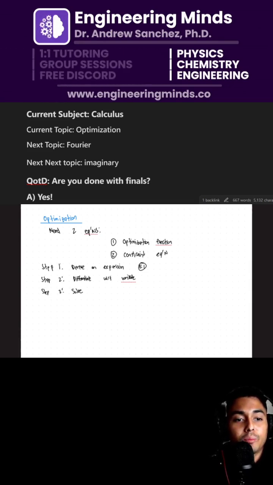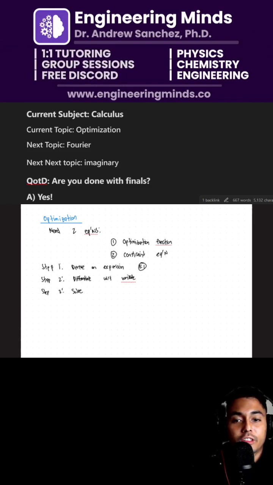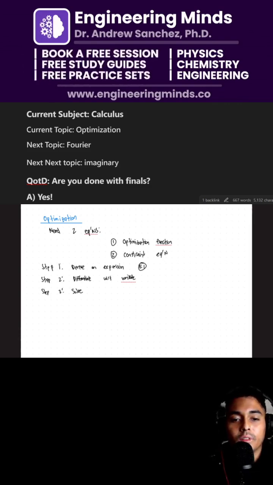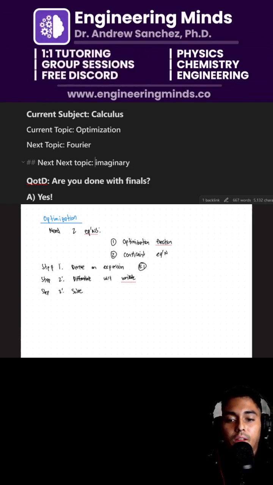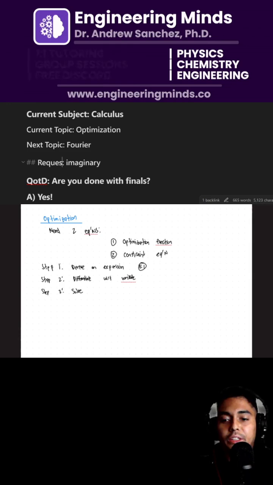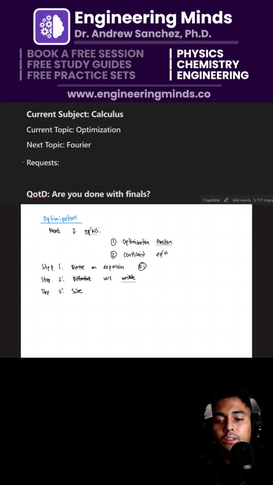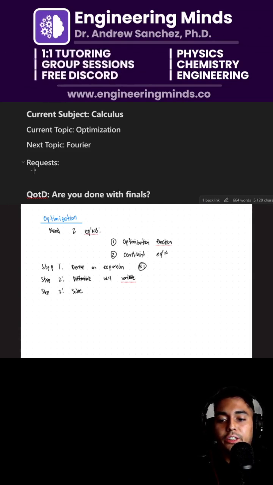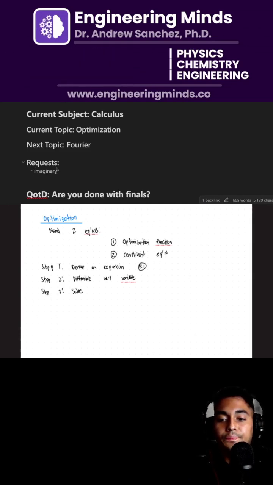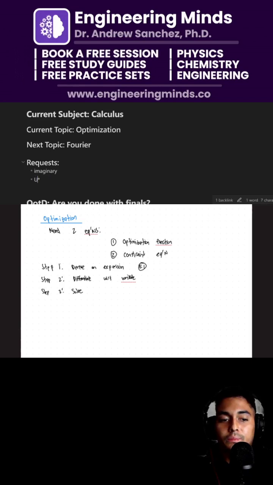Hey, Dr. Drew, can you please go over when to use different integration techniques after 48? You got it. Okay, and then by integration techniques, do you mean, okay, I'm going to assume that you mean like U sub and those kinds of things. Okay, so this one's going to be imaginary, and then we're going to do Fourier. No, I mean integration techniques.